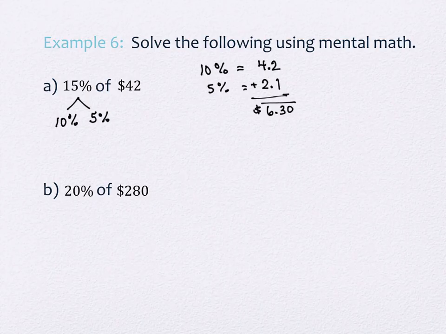Do you see 3 steps in what we just did? Yeah, it was a 3-step problem. We found the 10%, we found the 5%, and we added them up. So there's our 3 steps that would work for this.